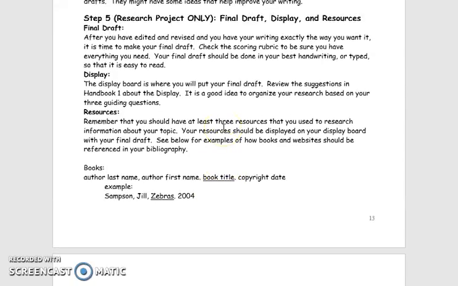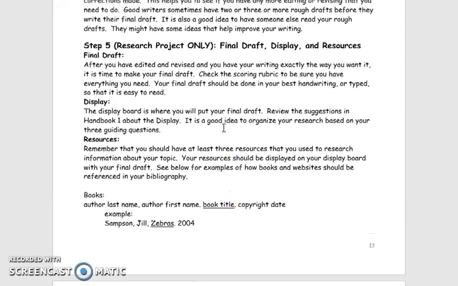And then once you have that information all recorded, you're ready to move on to Step 6.